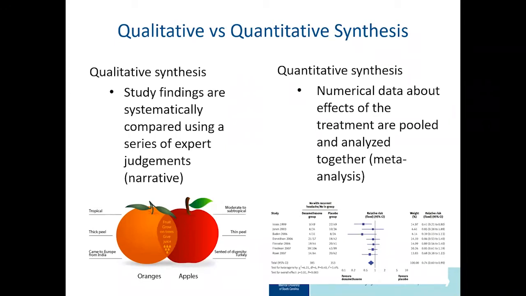Quantitative synthesis comes into play when the studies are similar enough that they can be pooled and analyzed together into what's called a meta-analysis. The diagram you see on the right is called a forest plot, and it's a visual representation of the results of pooling the data from multiple studies together.